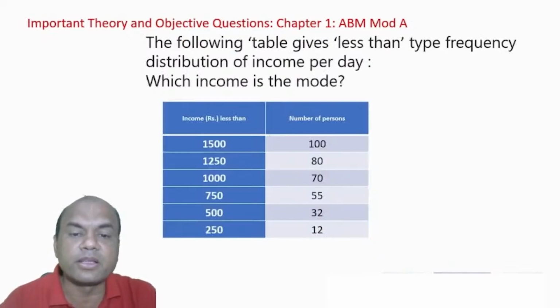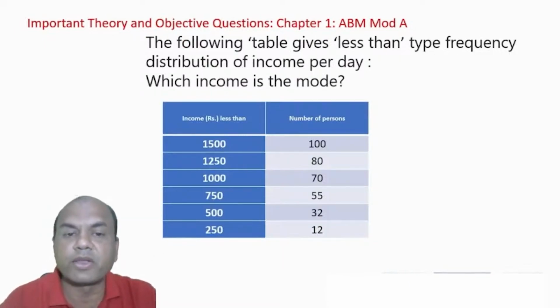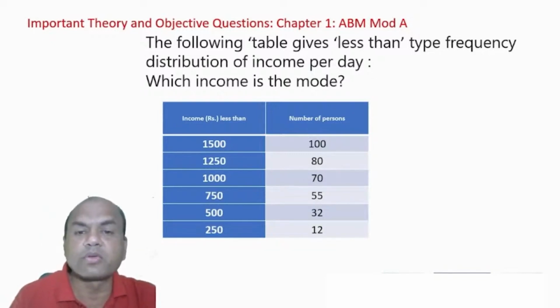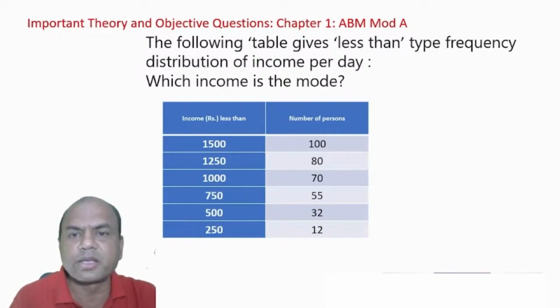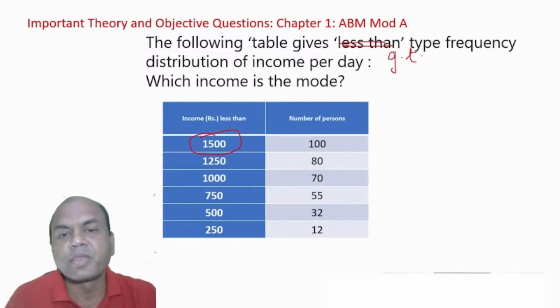The following table gives less than type frequency distribution of the income per day. Now what have you to do? Is this less than? I think so. It should be greater than type, because it is starting from the highest, 1500, and it is going to the lowest. So greater than type, GT, I'll write it. The following table gives the GT type frequency of the income per day.